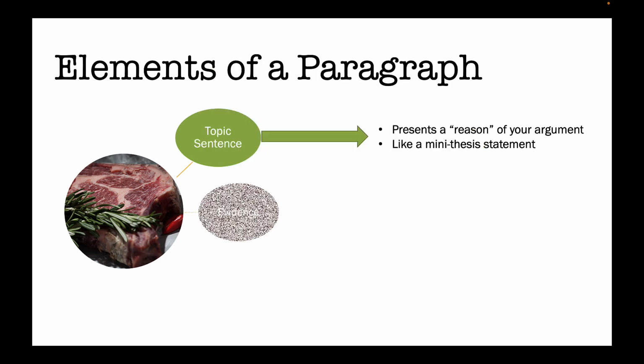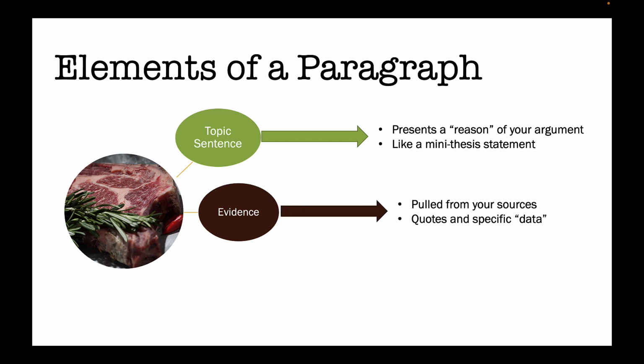The second element of a paragraph is evidence. Basically, you should start a paragraph with a topic sentence that presents some sort of reason, and then you should follow that up with the evidence that supports that reason. Evidence comes in lots of different forms, but in general, most of the time in history essays, it tends to be quotes that you pull from particular sources or specific data that you pull from specific sources. Anything that is concrete, specific, and helps you prove the point that you're making.